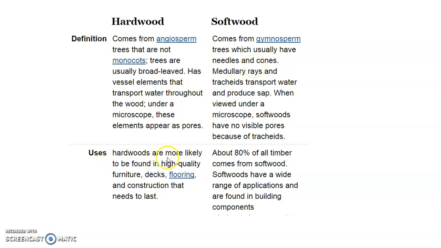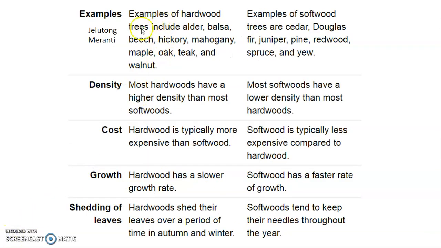Hardwood is more likely to be found in high quality furniture, decking, and flooring. For softwood, 80% of all timber comes from softwood. Softwood has a wide range of applications, and is found in building components. Examples of hardwood would be jelutong, meranti, oak, teak, walnut. Examples of softwood are Douglas fir, spruce, the redwood, and so on and so forth.